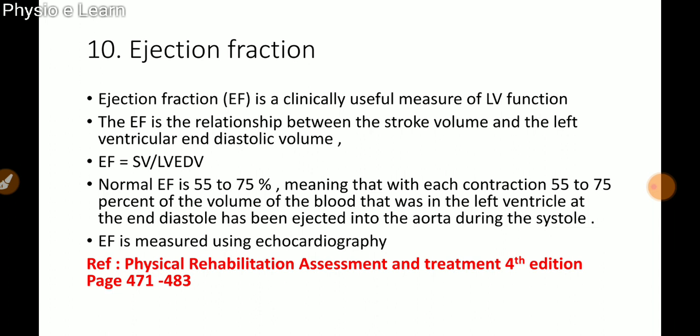Dear friends, all these questions that I have taken are from Physical Rehabilitation Assessment and Treatment, O'Sullivan 4th edition, page numbers 471 to 483.